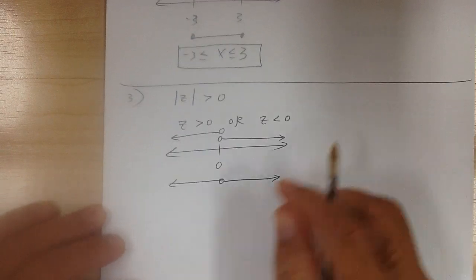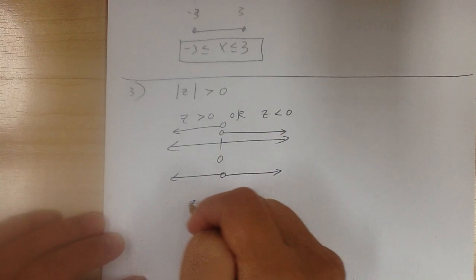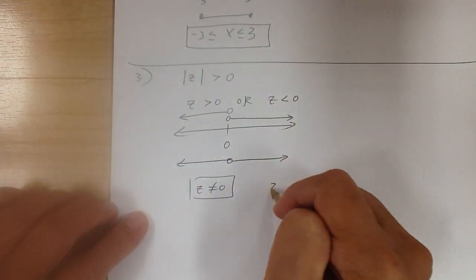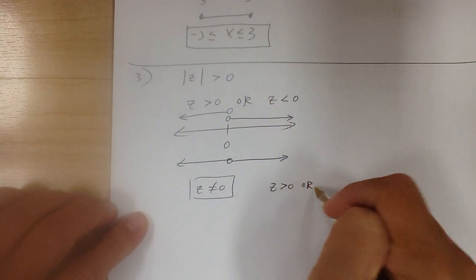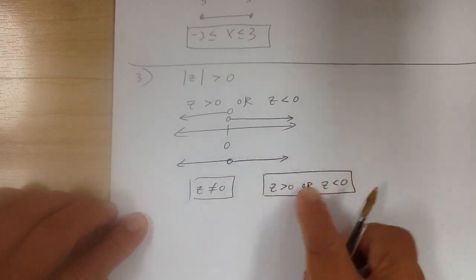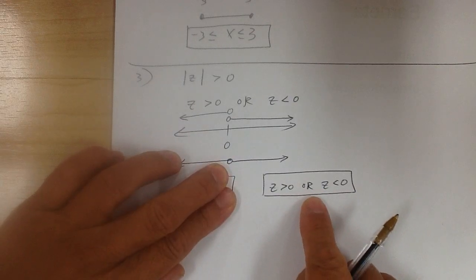Okay? So you can either write z is not equal to 0, or you just do it this way. So you got z is greater than 0, or z is less than 0. Okay, so either one is acceptable, but this is probably a more common one. Okay, let's go to number 5.